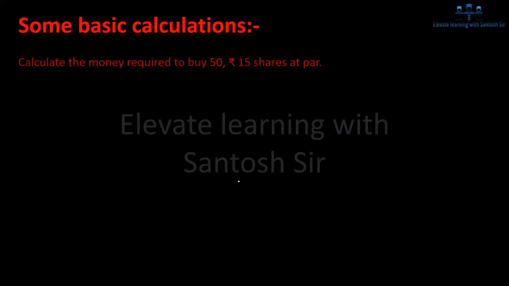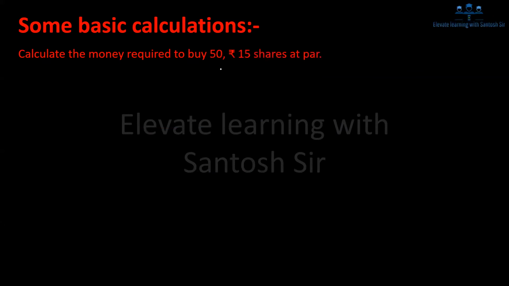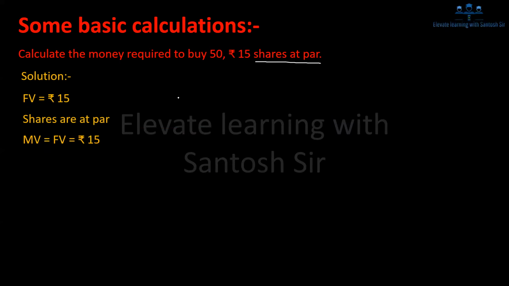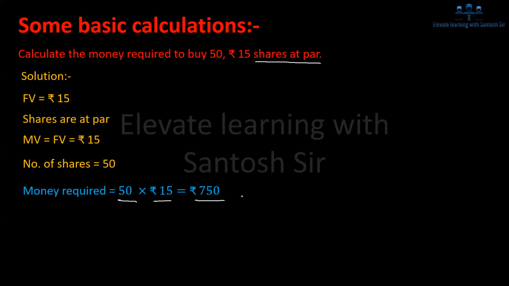Let's proceed. Calculate the money required to buy 50 rupees 15 shares at par. At par, what does that mean? It means the market value is the same as the face value. So we have the face value as rupees 15. Since the shares are at par, the market value becomes equal to the face value, which is rupees 15. You need to buy 50 shares. So your investment will be number of shares multiplied by market value, that is rupees 750.